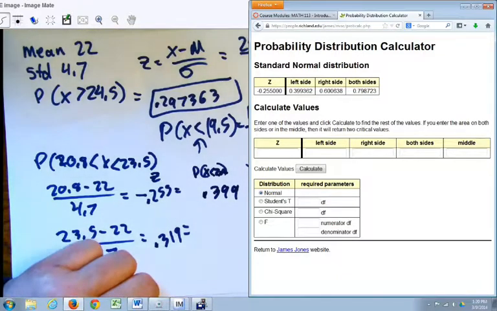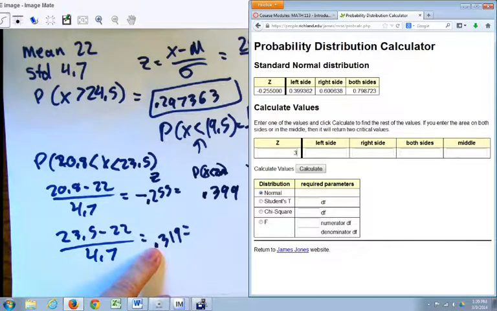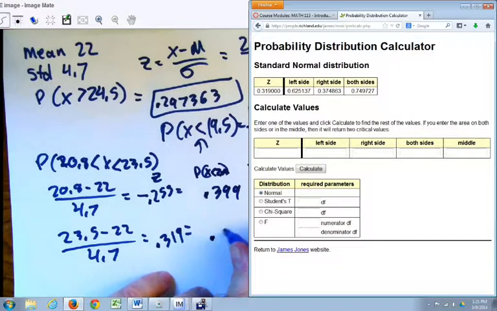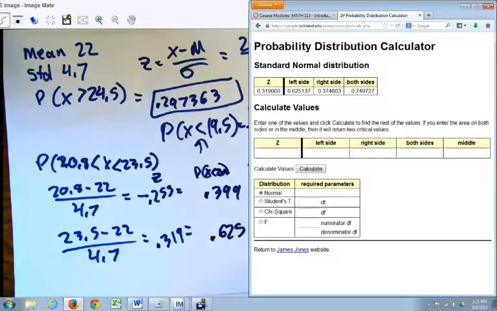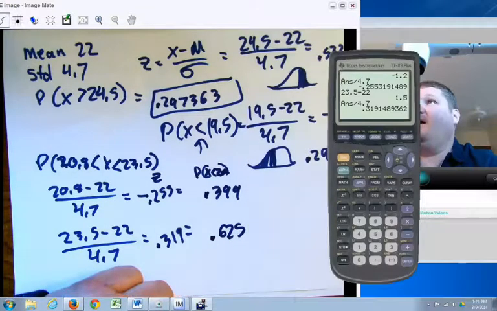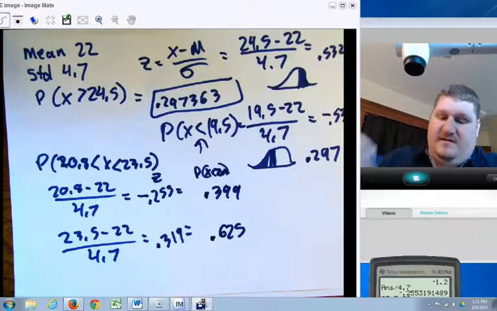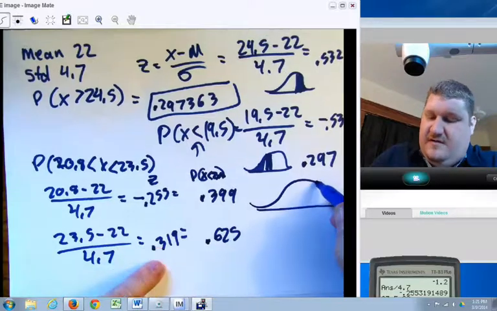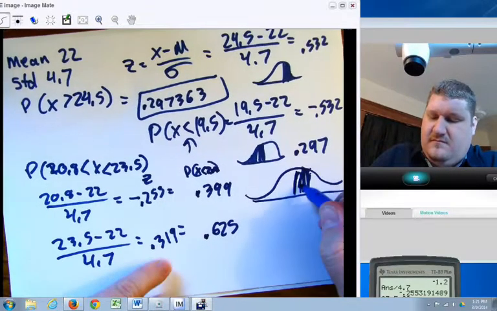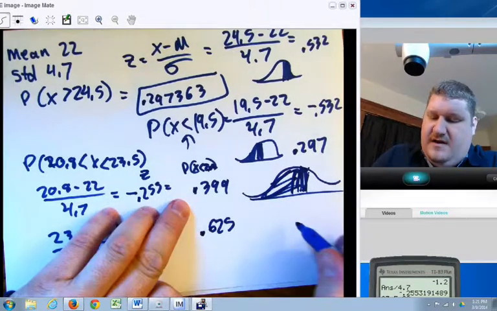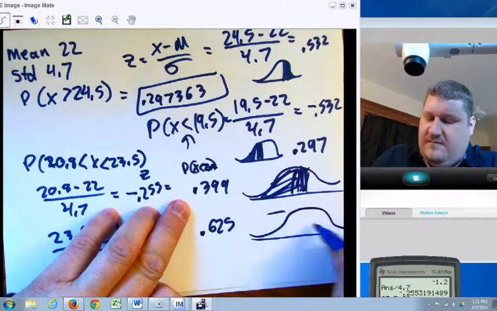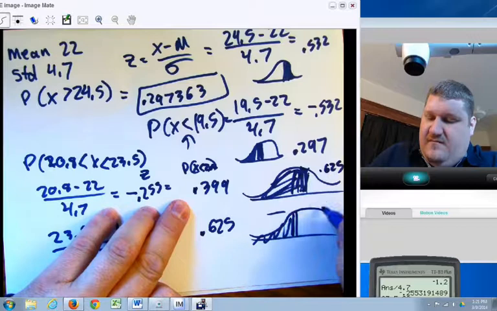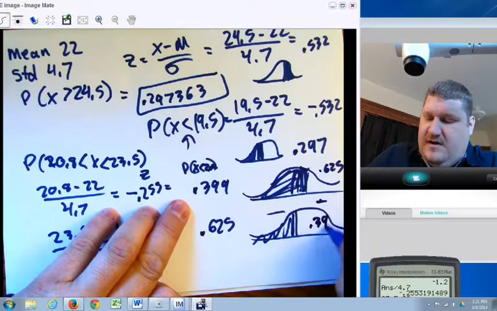For the other one, plug it in, 0.319, enter, and we come up with 0.625. So I now have area to the left and area to the left. So I'm going to take the larger area to the left minus the smaller area to the left. So 0.625 minus 0.399.